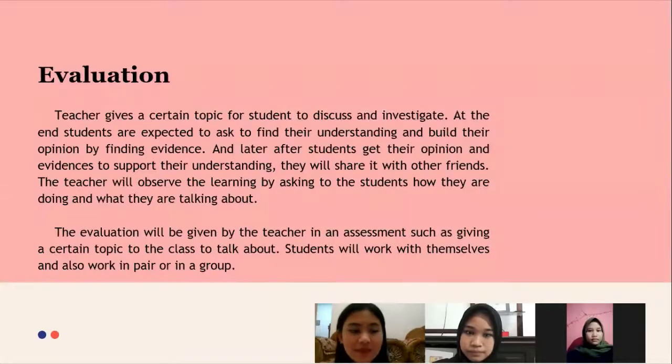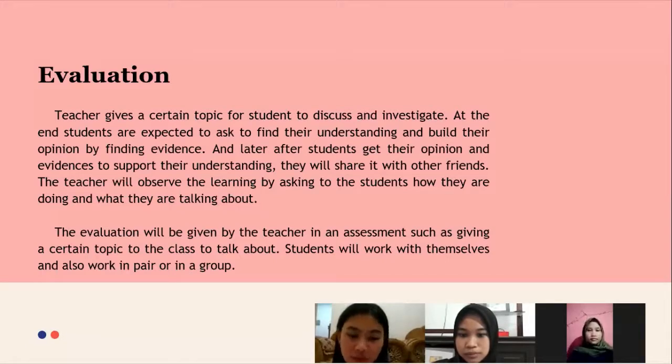Then evaluation. The teacher gives a certain topic for students to discuss and investigate and also share their opinion about the topic. At the end, students are expected to ask and also to find their understanding and build their opinion by finding evidence. And later, after students get their opinion and evidence to support their understanding, they will share it with other friends. The teacher will observe by asking the students how they are doing and what they are talking about. It's still regarding the topic.